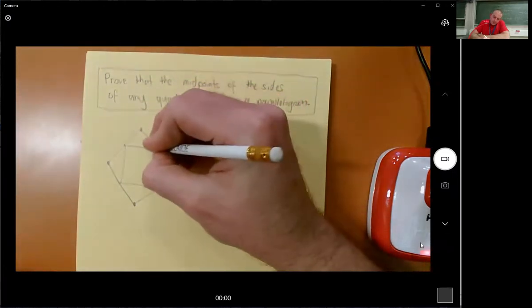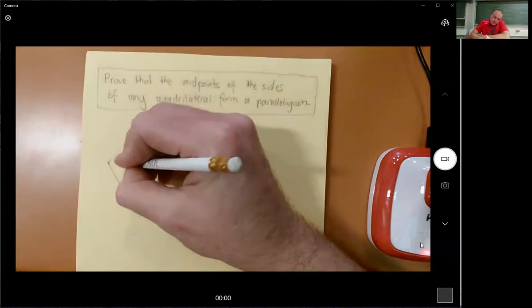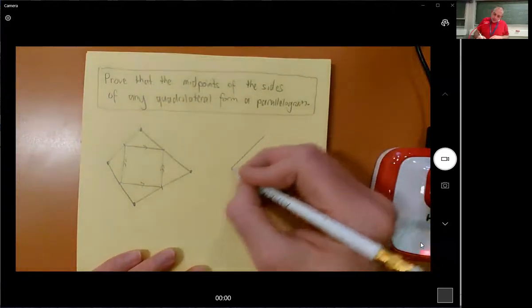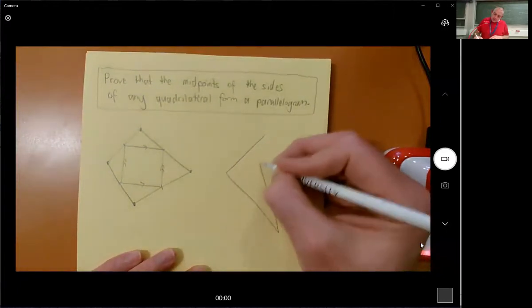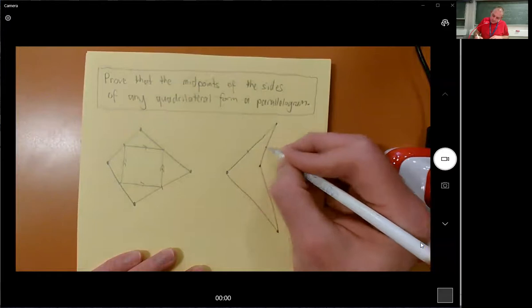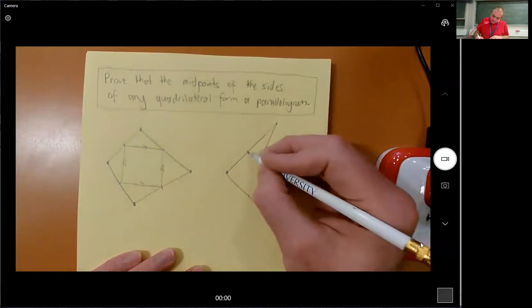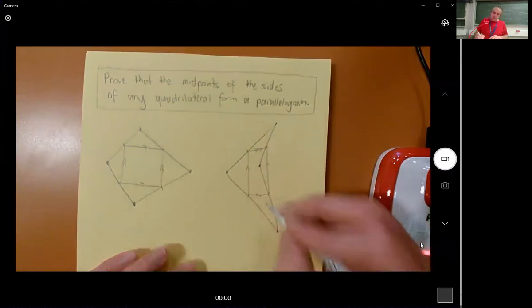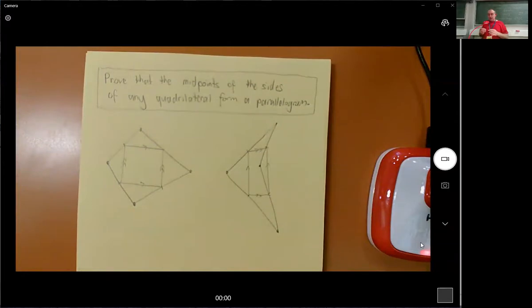So a parallelogram would have opposite edges parallel. Okay. I wonder if it's allowed to have your quadrilateral like a dart shape. There's the midpoint, midpoint, midpoint, midpoint. Oh, cool. Okay, so I get the idea. So somehow I'm supposed to do this using vectors.